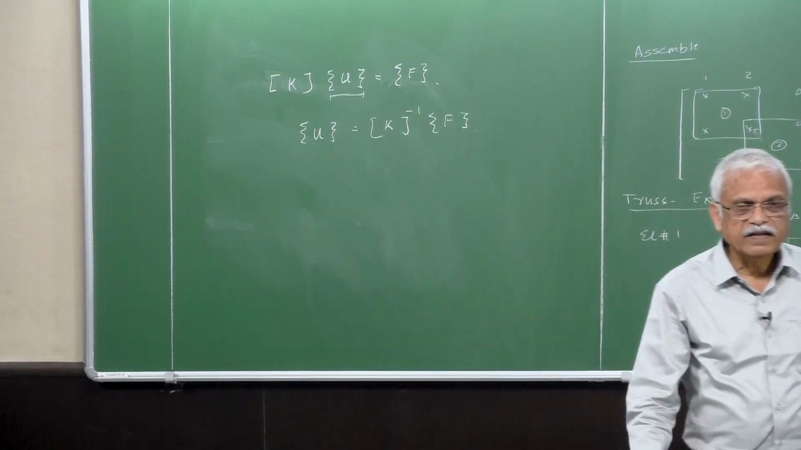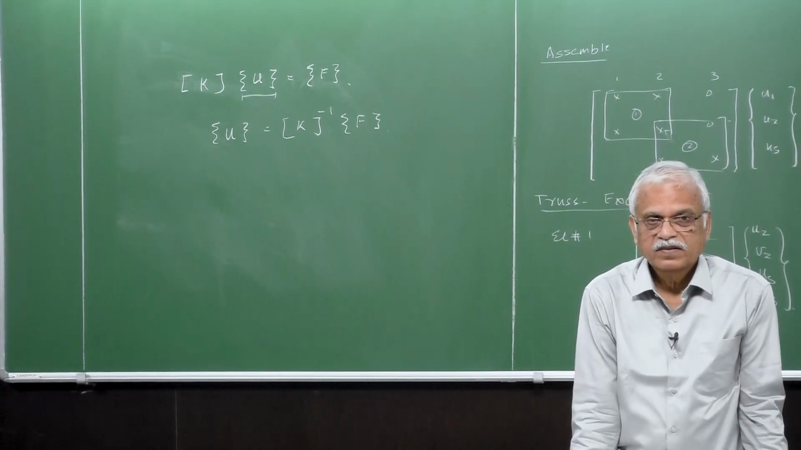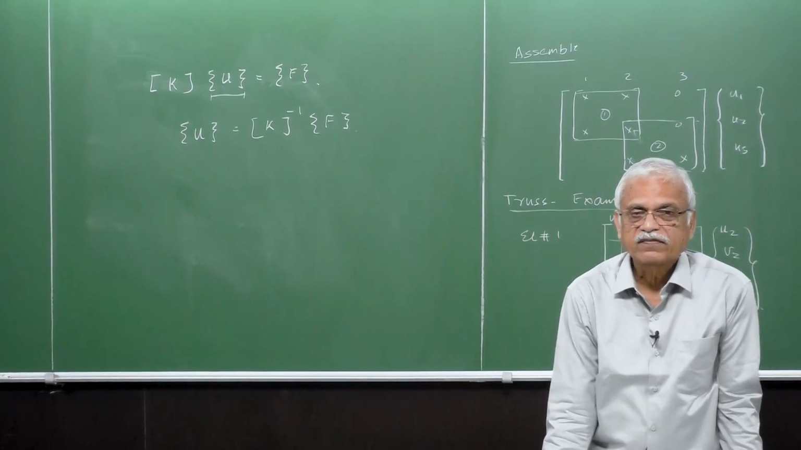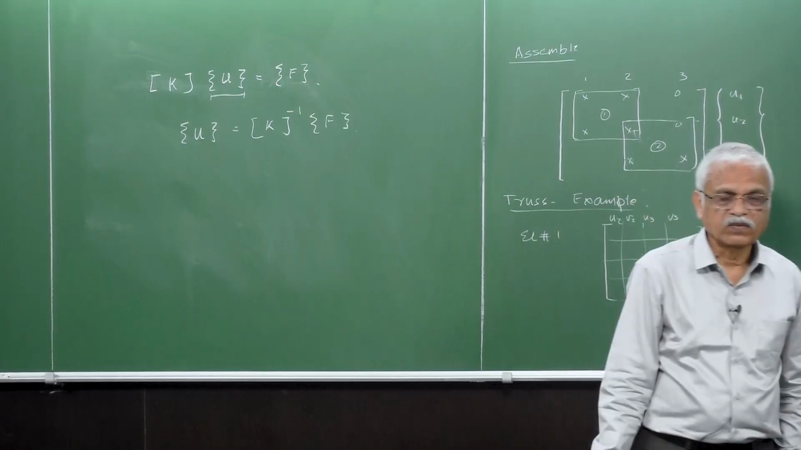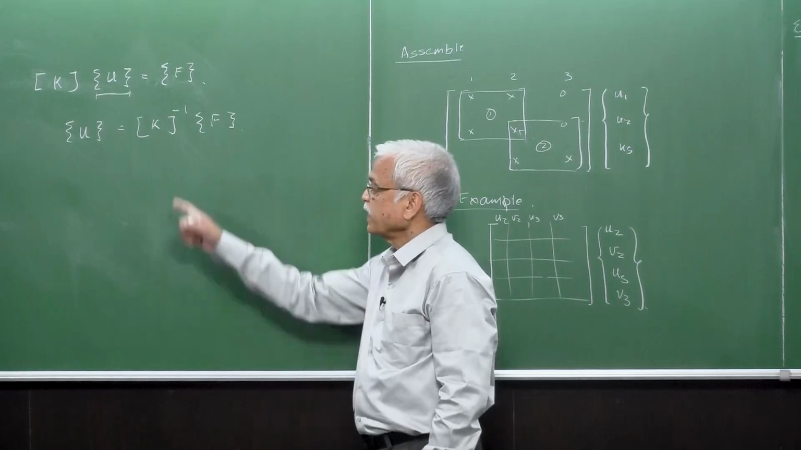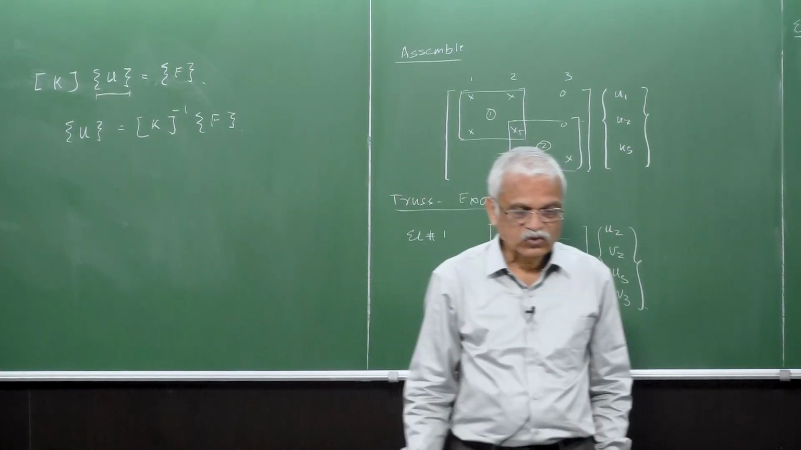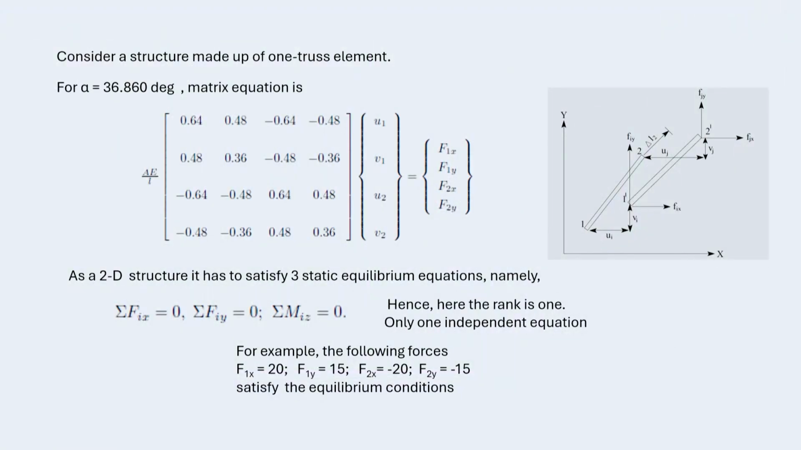But then there is an interesting fact here. You are assuming that K is invertible. That means that the determinant of K is non-zero, right? If you want to invert K, it should be a non-singular matrix, and you are assuming that. But it is not so. Why? It is not so because there are certain relationships in the force components which need to be there, and obviously there can also be some relationship between the displacements.